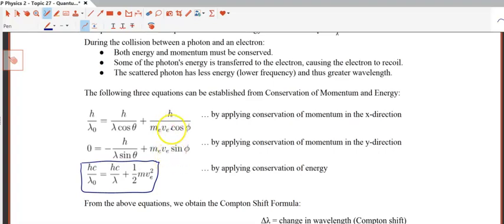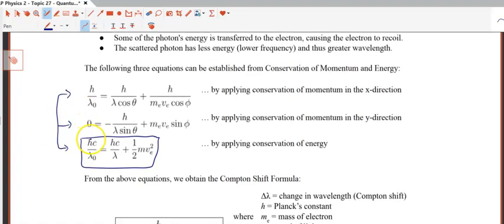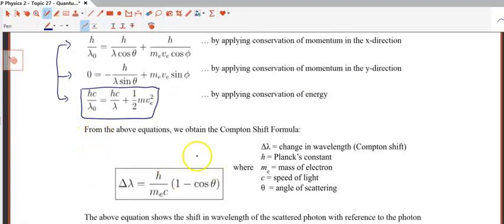The rest is a little bit trickier to derive, but using these three equations, you can algebraically manipulate them to get this equation right here, which is on your AP formula sheet. So that's what we're going to be utilizing. All you need to know is the angle, which we're given, the mass of the electron, the speed of light, and we're just looking for the shift in the wavelength.